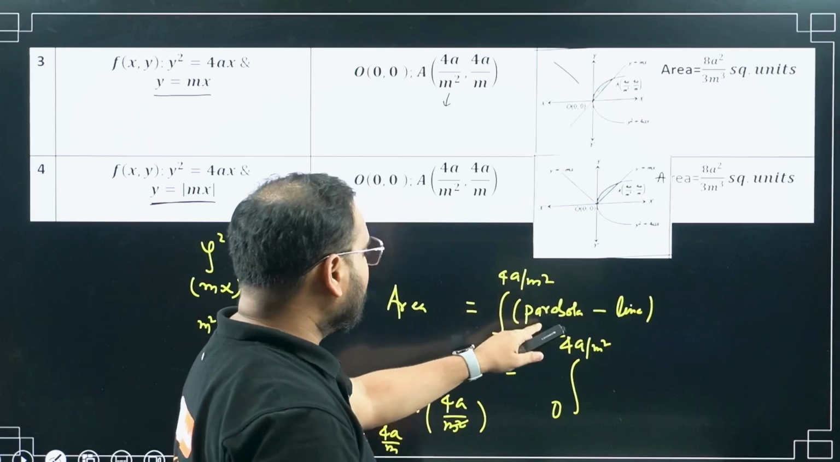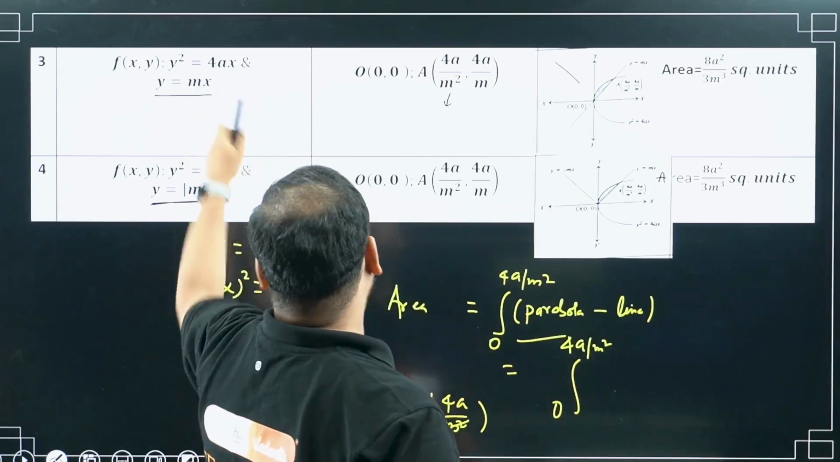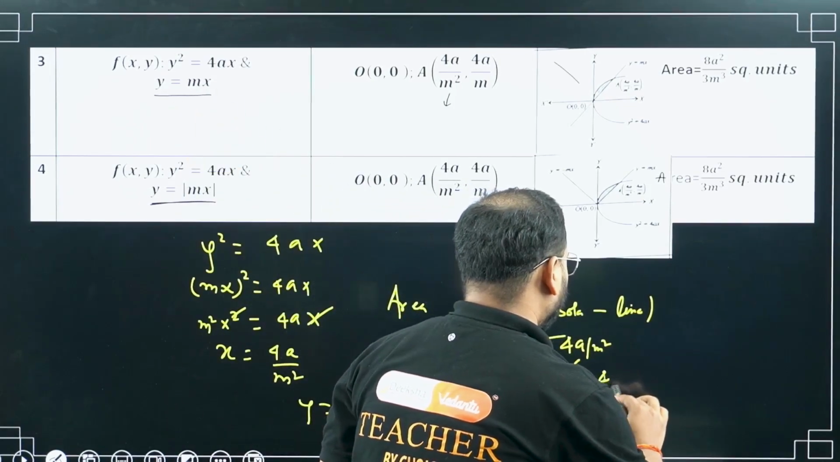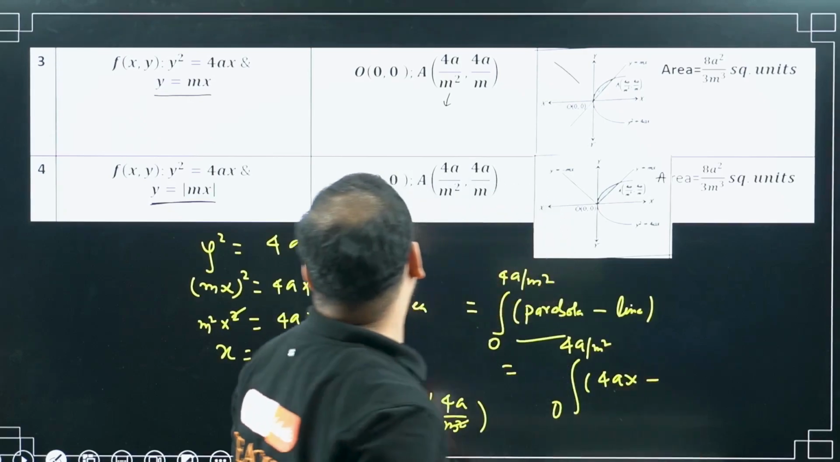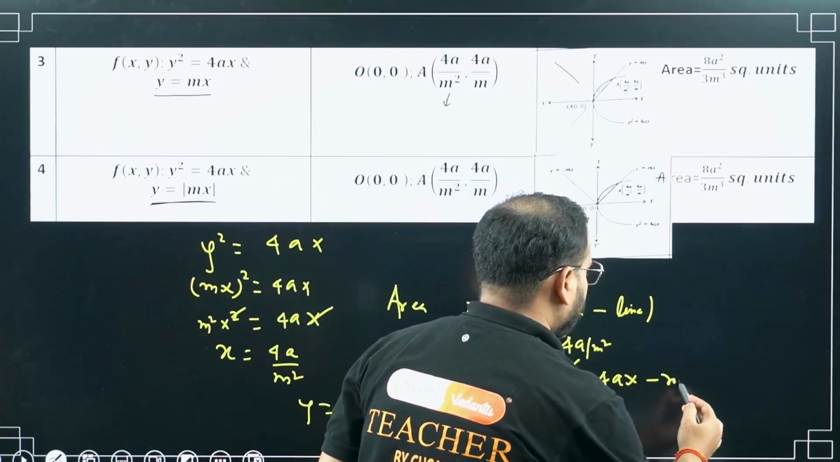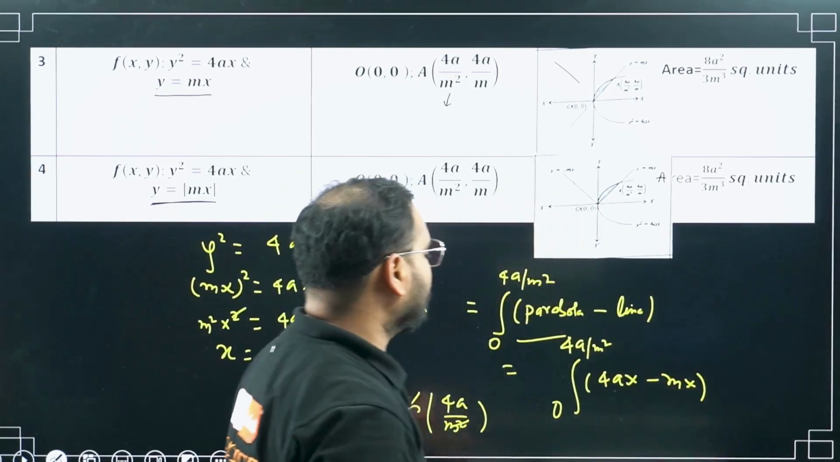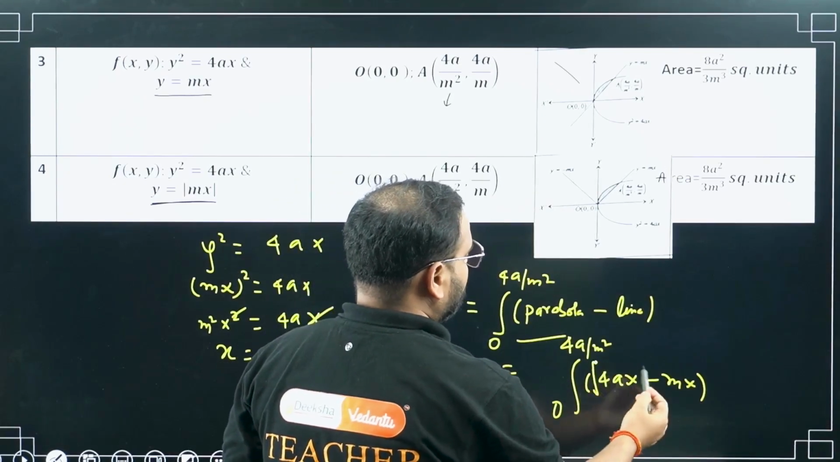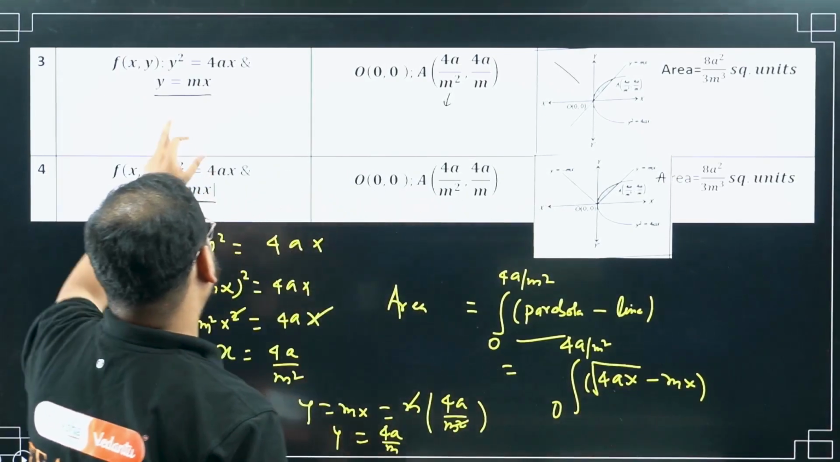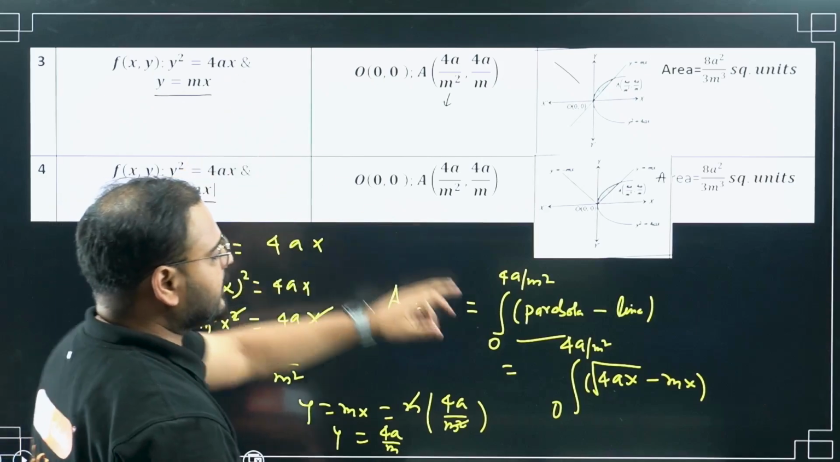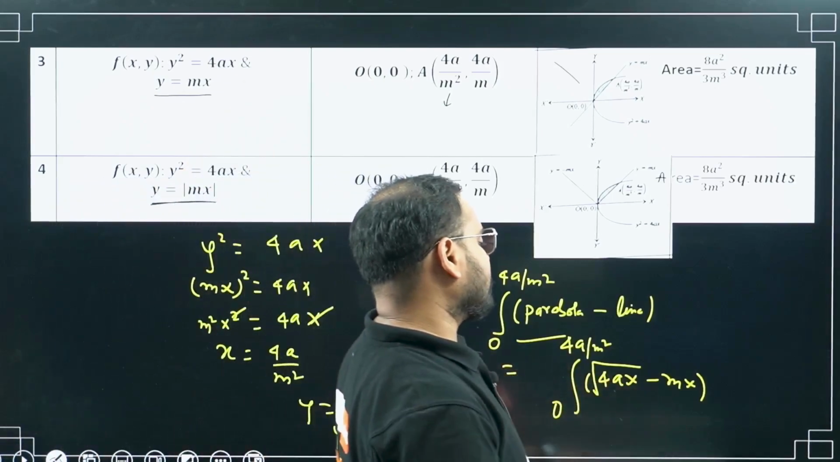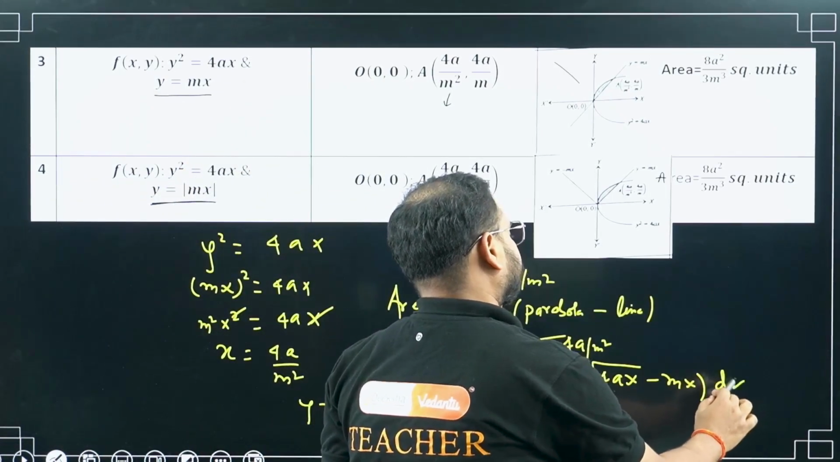What is the actual integral over here? Parabola is 4ax. So write it here, 4ax minus mx. It's going to be like this actually, root 4x, because y square equals 4x, I have to take the root over here. So root of 4ax will come.